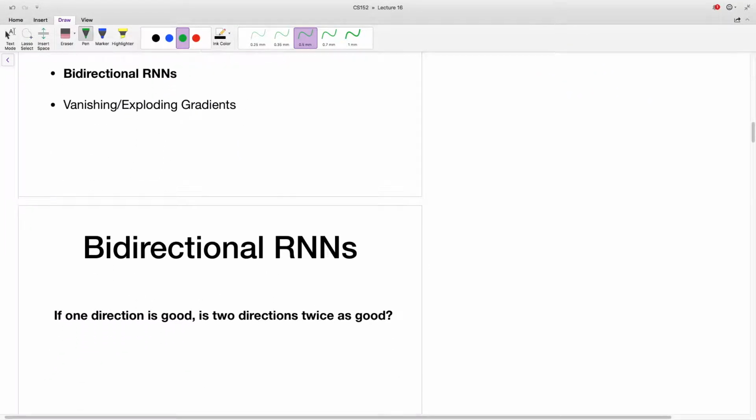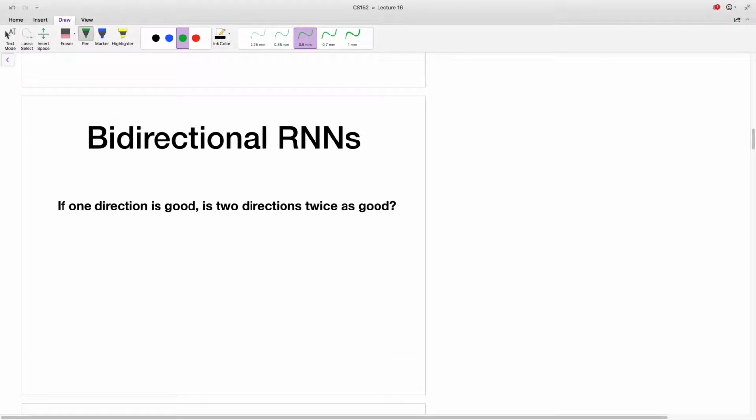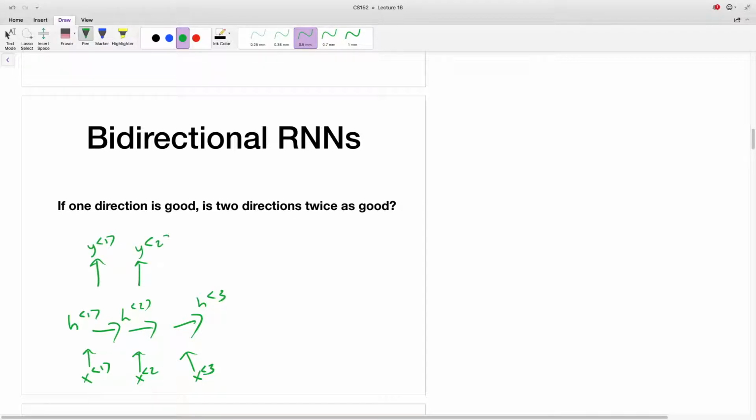All right, bidirectional RNNs. So we're going in this direction, right? H1, H2, H3, and we're taking into account X1, and we're spitting out. And the question is, well, sequences have not just one direction, they have two directions. So why don't we, as well as looking from left to right, look from right to left?